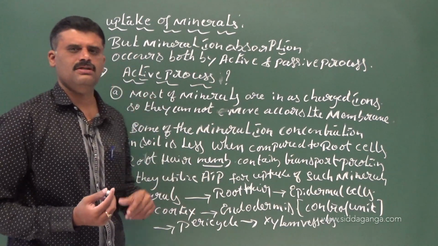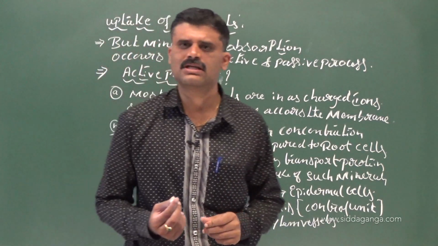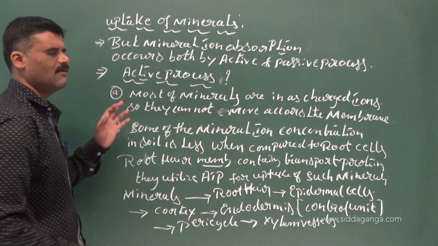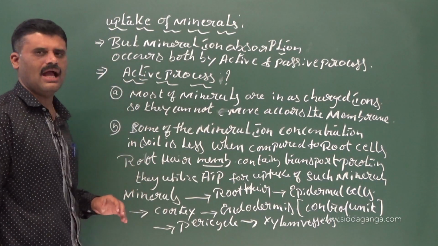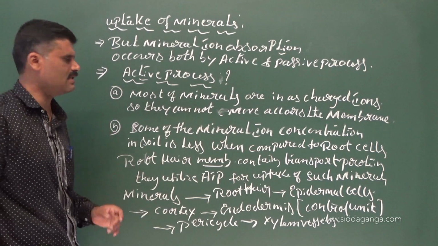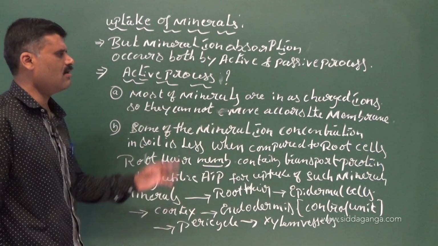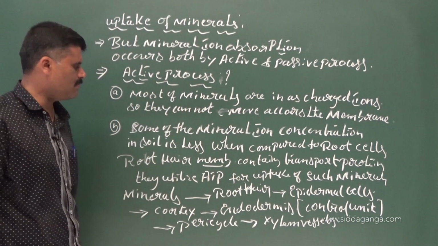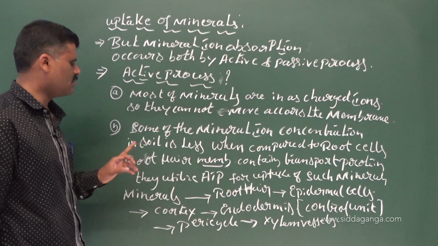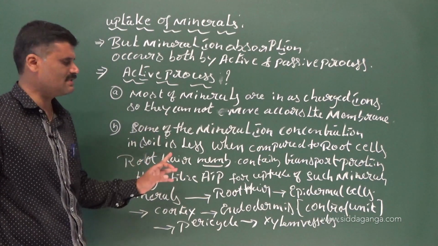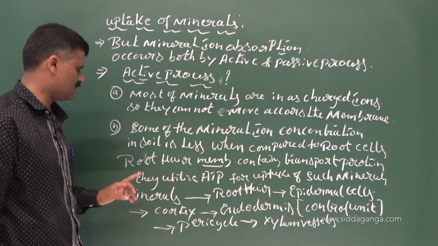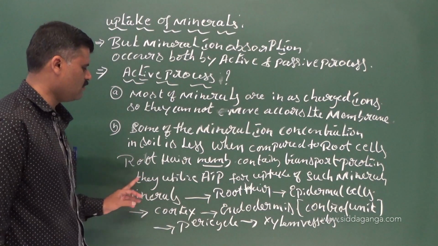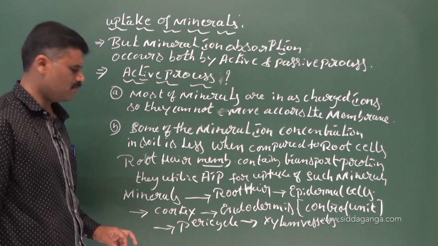So mineral absorption occurs both by active process and passive process. Okay, but majority of the mineral absorption occurs only by active process. It is due to two reasons. That is, most of the minerals are in charged ions, so they cannot move across the membrane. Then some of the mineral ion concentration in soil is less when compared to root cells. Root hair membrane contains transport proteins, so they utilize ATP for uptaking of such minerals.